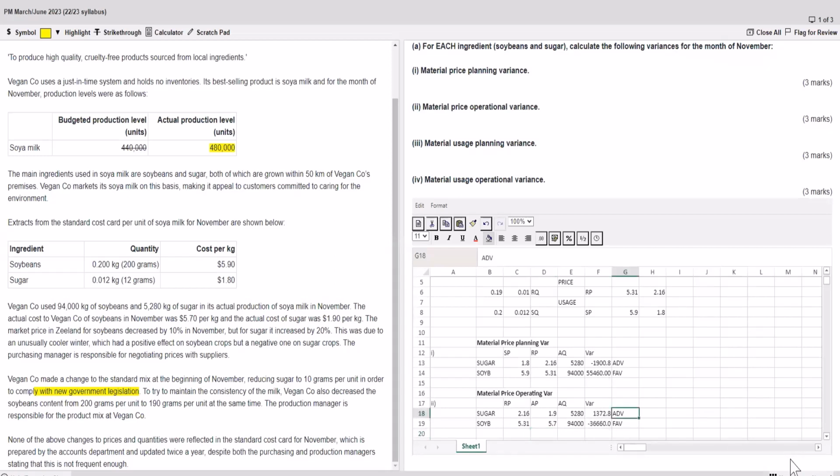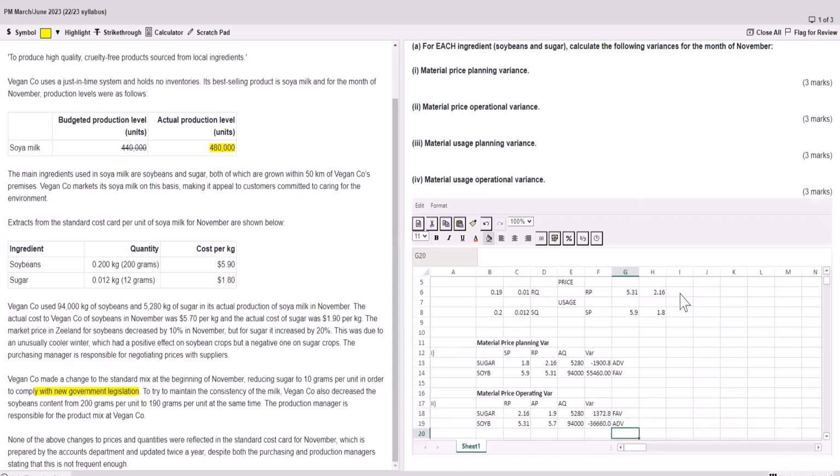So with sugar, the actual price is less than the revised price, so that should be a favourable variance, and it has come out as favourable. But with soybeans, the actual price is greater than the revised price, so that comes out as an adverse.